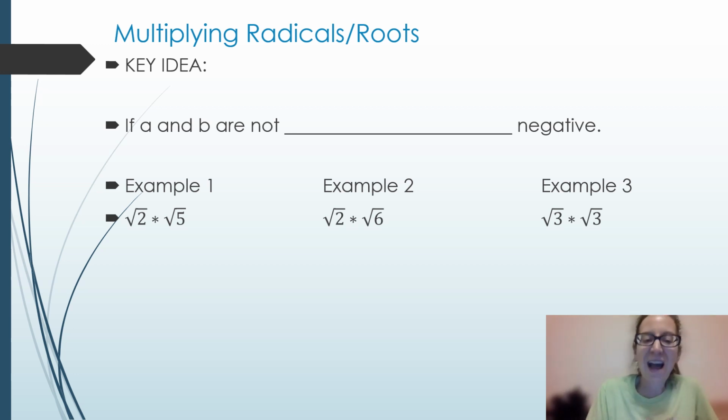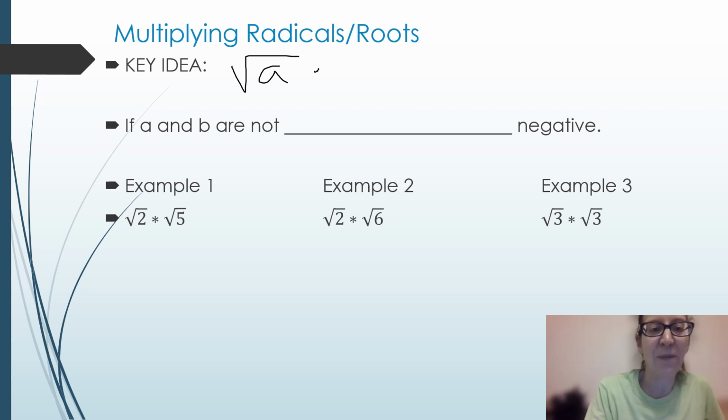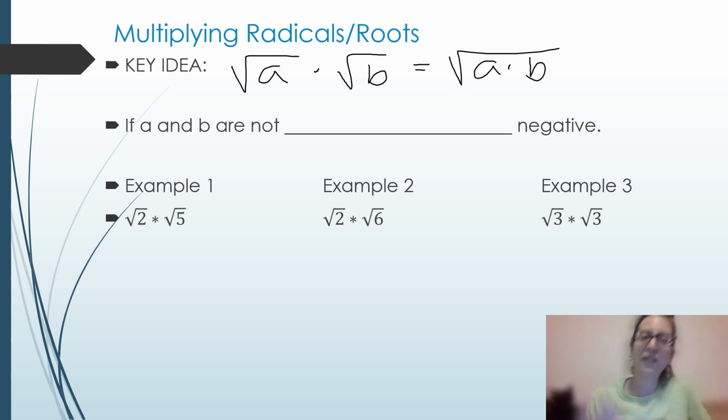So the key idea in multiplying radicals is this. If you have the square root of a times the square root of b, that is equal to the square root of a times b. In other words, you can take that multiplication and move the whole multiplication under the radical. Now, why you can do that has to do with exponents, which is going to come later in this unit.